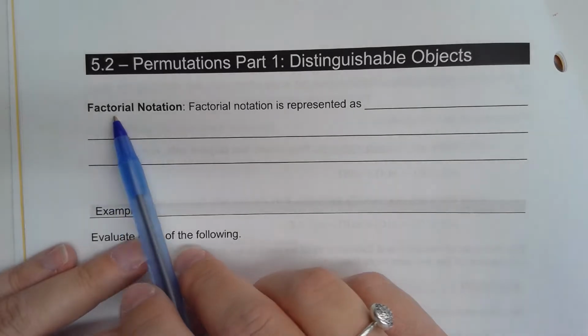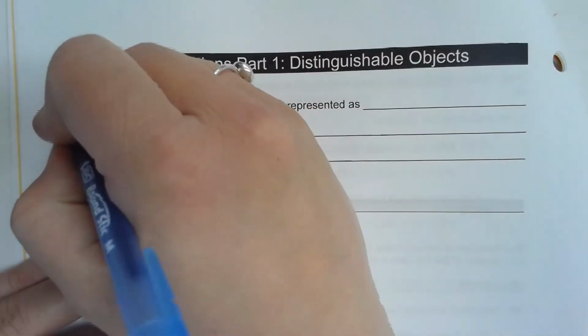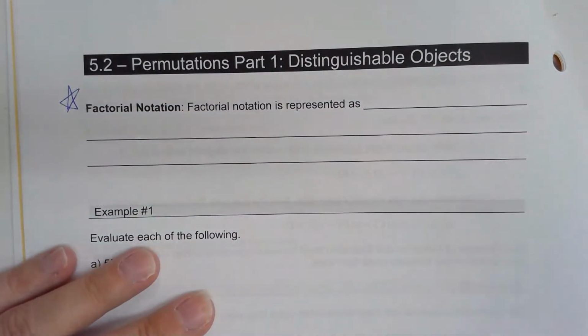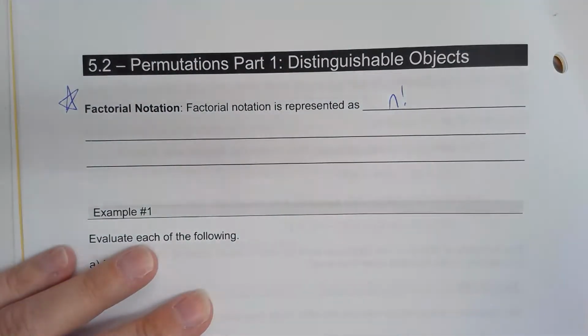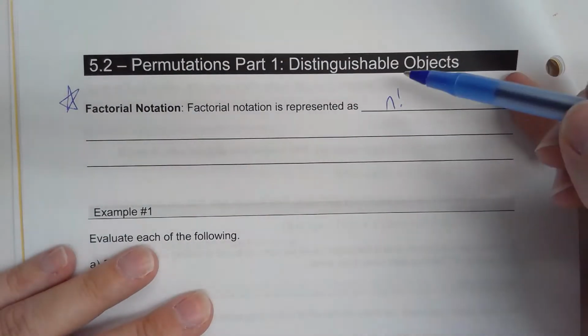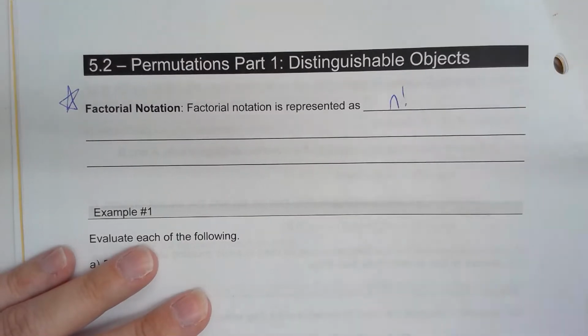Alright, so here we get going. This is brand new for us, and this would be really, really great on a study sheet, so I'm going to put a star right there. Factorial notation is represented as n exclamation mark. So we're really excited about this n. That's what that exclamation mark means.